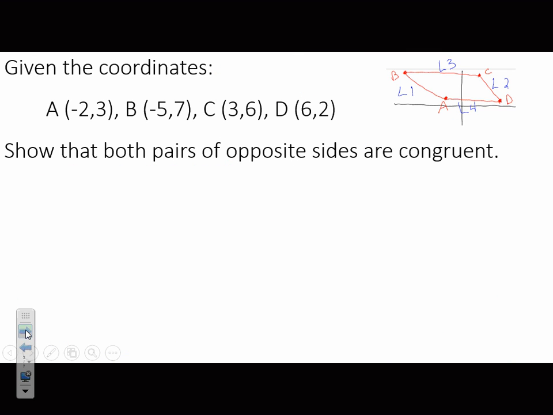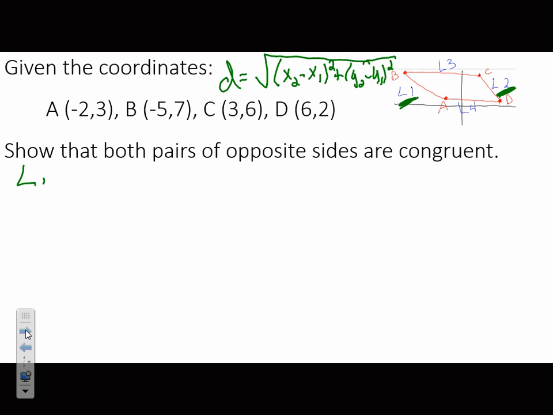Now moving on, we've shown that things are parallel. Now we can show that things are congruent. In order to do that, we're going to have to use the distance formula. Distance equals the square root of x2 minus x1 squared plus y2 minus y1 squared. Okay, so we have to do it for both pairs of opposite sides. First we're going to do line 1 and line 2.